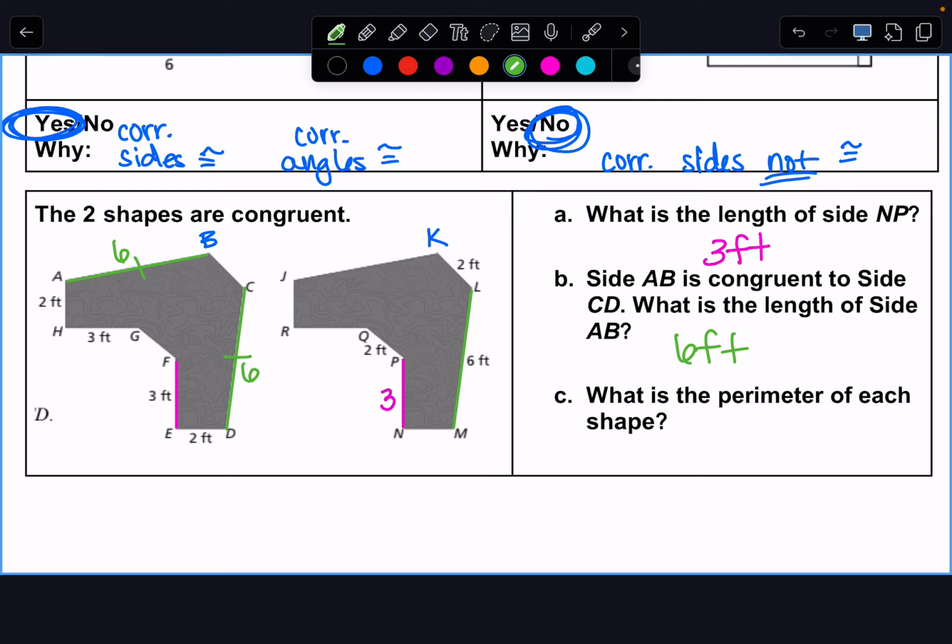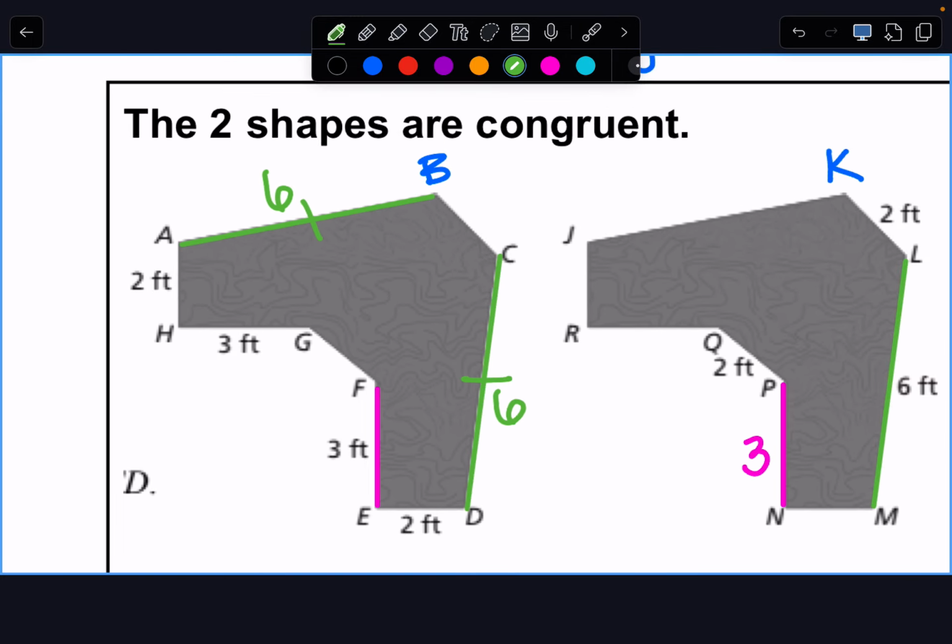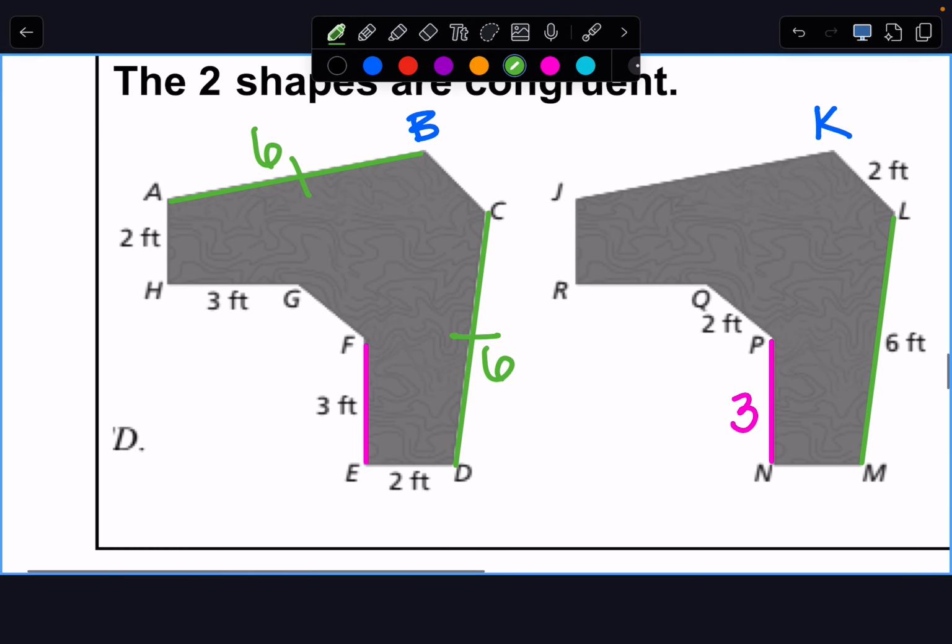Okay. Now the last question is asking me for perimeter. How do I find perimeter? Somebody besides Kaylee. Kaylee, I love your energy, but I need to hear somebody else's voice. That is actually area. What'd you say? Add all of the sides together. Okay. Well, if we're going to add all of the sides together, I don't have all of the sides.